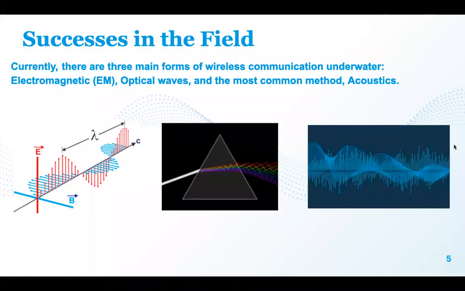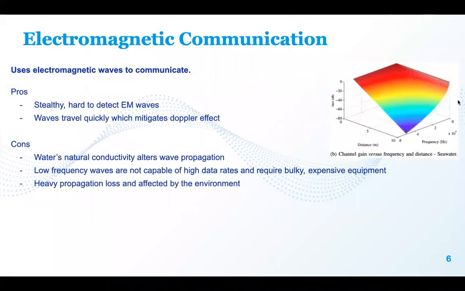Currently in the field, we have had some success, and there are three main forms of wireless communication: electromagnetic or EM, optical, and acoustics. EM communication is the most common type of land communication, and it uses EM waves to communicate, which are simply perpendicular electric and magnetic fields. The pros are it is stealthy, so it's hard to detect EM waves, which is beneficial for Navy use. And the waves do travel fairly quickly, which mitigates any sort of Doppler effect, meaning there won't be any sort of delays or distortions at the receiver.